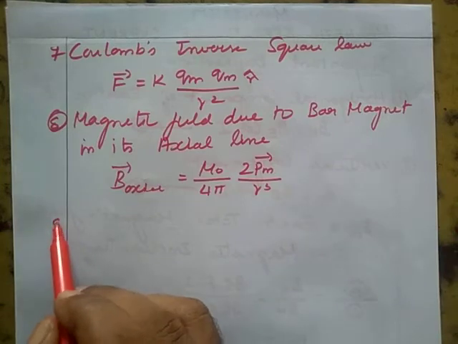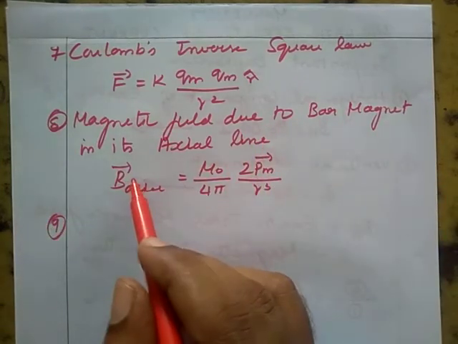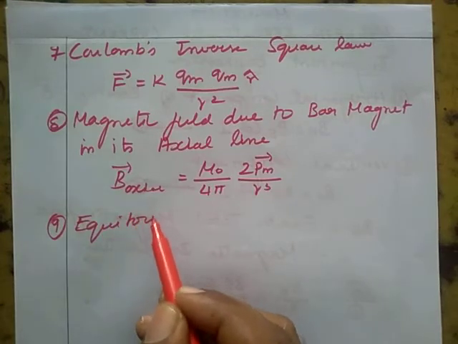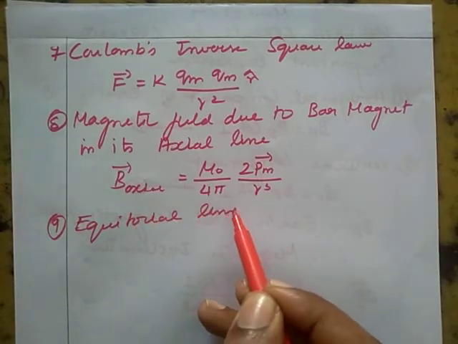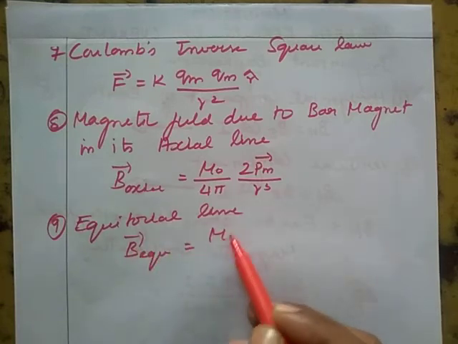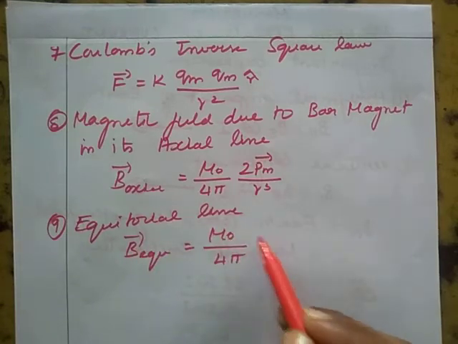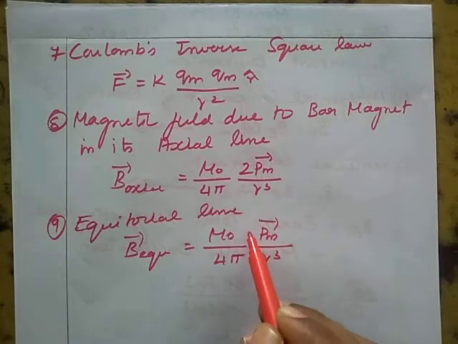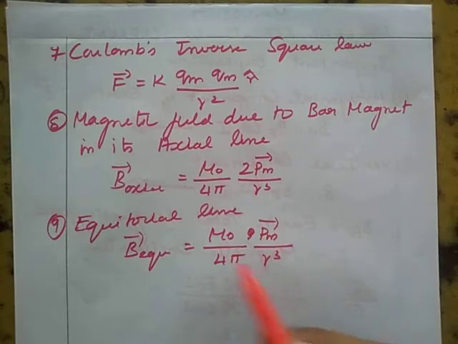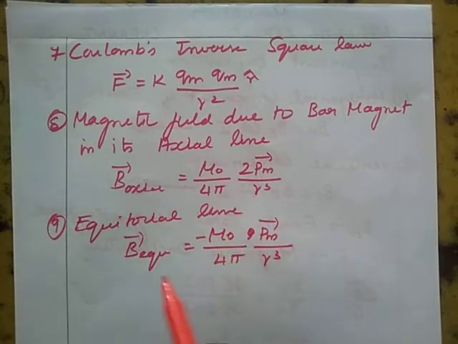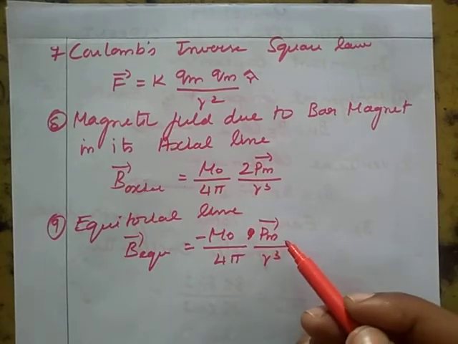Then the magnetic field due to a bar magnet in its equatorial line, that is B equatorial vector is equal to minus mu naught by 4 pi, 2 pm vector by r cube. Here we put a minus sign because the net magnetic field at an equatorial line is in the direction opposite to the direction of the magnetic dipole moment.